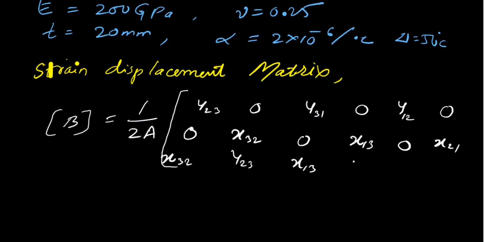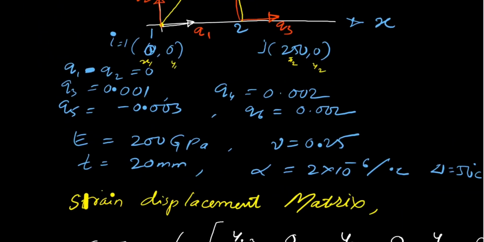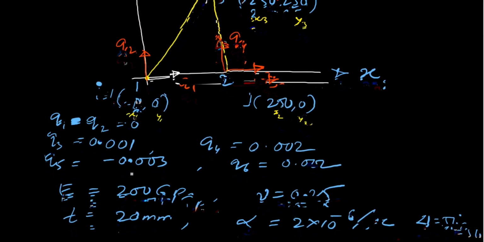So just for example, y23 means y2 minus y3. Like that you have to calculate the rest of the values. So for example here y2 minus y3: y2 is 0 and y3 is 250. So 0 minus 250, the value will be minus 250. Now coming to 1 by 2A, so make it the 1 by 2A value.